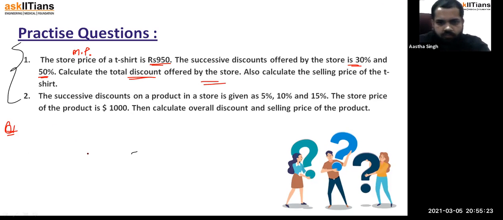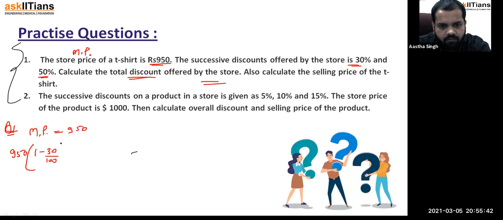So yeah, guys, market price was given. What? 950. First, we are doing the normal method. How do we solve it, right? So 950 and two discounts were given. One was given of 30%. It means 1 minus 30 divided by 100. Second is 50%. So 1 minus 50 divided by 100, because discounts are there. So this is what your selling price will be.